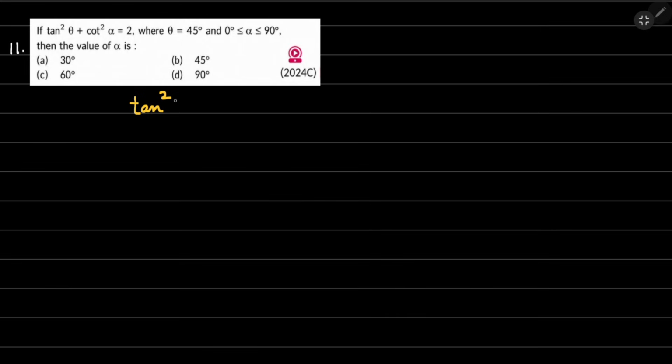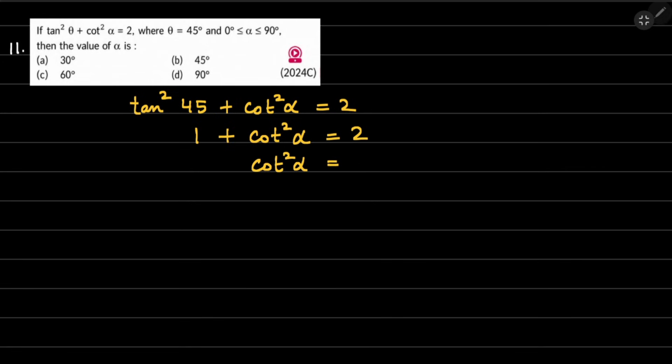So tan square theta, theta is 45, plus cot square alpha is equal to 2. What is tan 45? It's just 1. 1 square is 1. So 1 plus cot square alpha is equal to 2. So cot square alpha is equal to 2 minus 1, which is 1. So cot of which angle? Cot square alpha is 1 means when you take the square root on both sides, cot alpha will also be equal to 1. And this is equal to cot 45. Tan 45, cot 45 are all equal to 1.